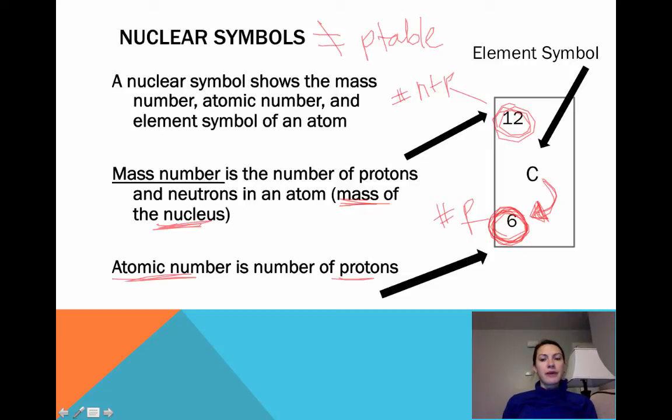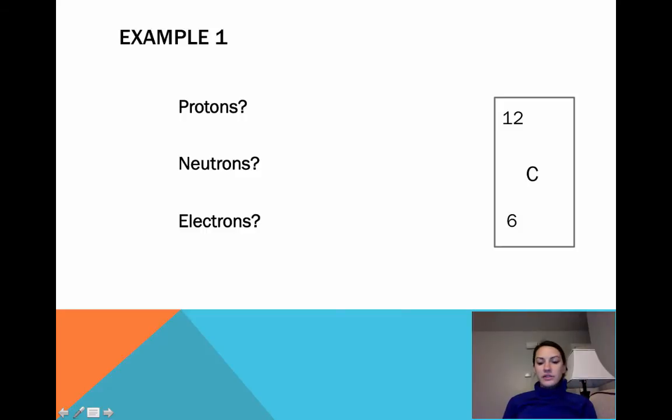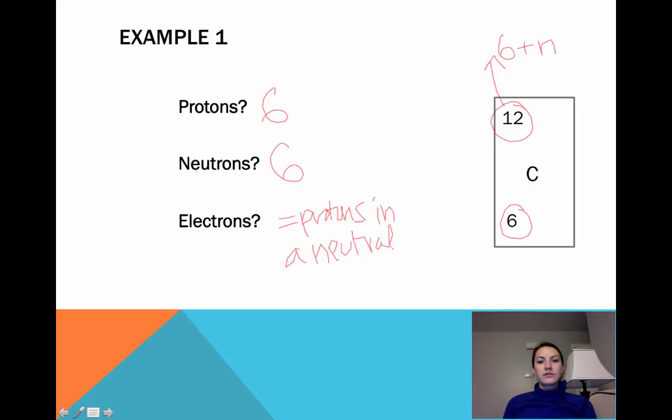So we're going to try 3 quick practice problems with this. So example 1, we've got number of protons. We look down here, so this will be 6 protons. Number of neutrons, well, we can't find that directly, but what we can do is we know this is our protons plus our neutrons. So our protons is 6, plus n would have to be 12. So our neutrons here are also 6. And electrons in a neutral atom will be equal to the number of protons. So that'll be 6 this time.